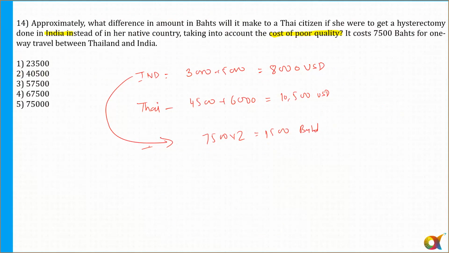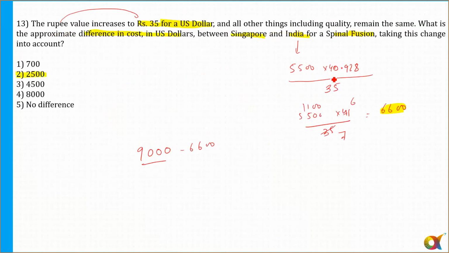Or it's better to convert everything in baht here. In the question it says, approximately what difference in amount in baht will the Thai citizen make here. So everything is converted in terms of baht. In any case, can I say this is 8,000 US dollar and this is 10,000 US dollar. So 1 US dollar is equal to how many baht? 1 US dollar is equal to 32.89 baht, approximately 33.